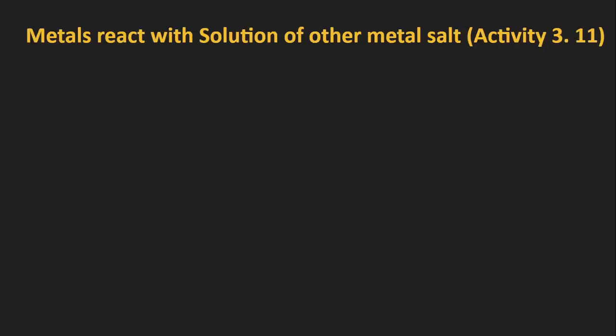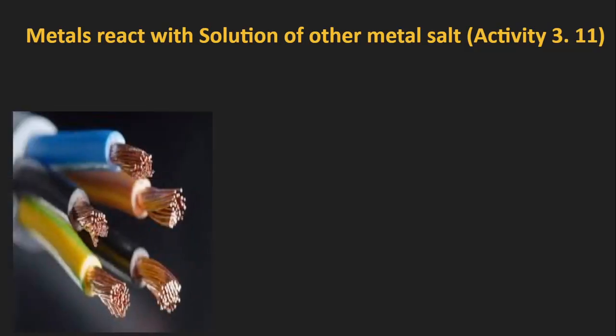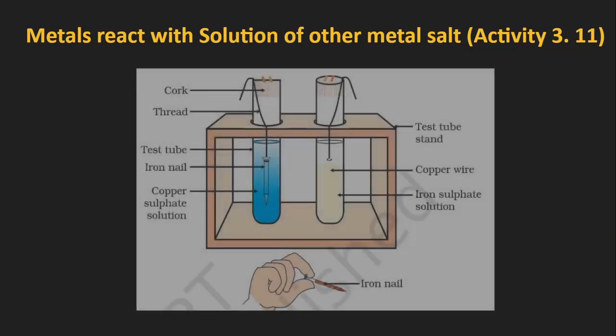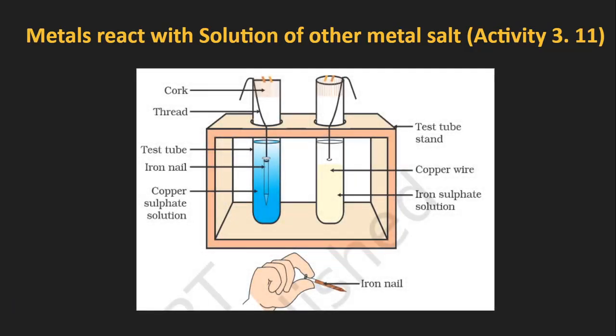So let us perform an activity, which is activity 3.11 in your textbook. Take a copper wire and an iron nail. First of all, we'll take these two things. Make sure they are clean. Then we will need two test tubes, one with iron sulfate solution and another with copper sulfate solution. Now put the copper wire in the solution of iron sulfate and the iron nail in the copper sulfate solution.